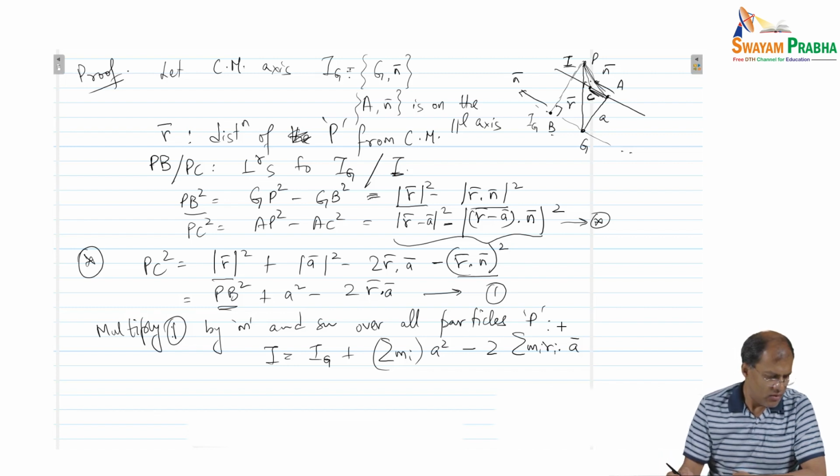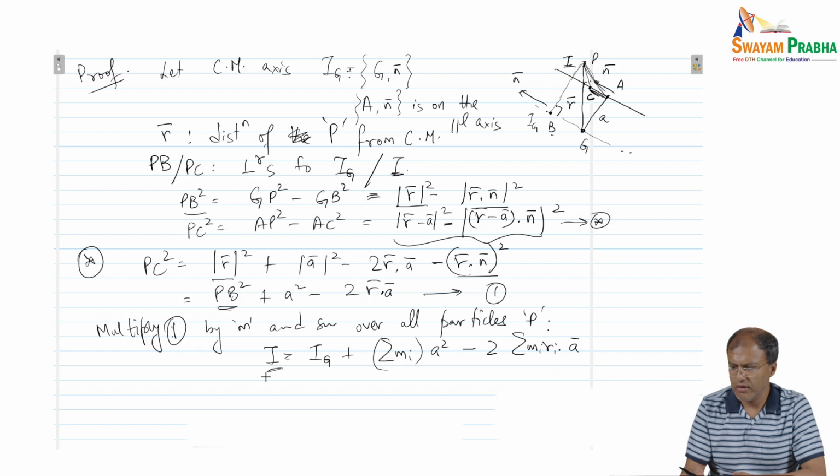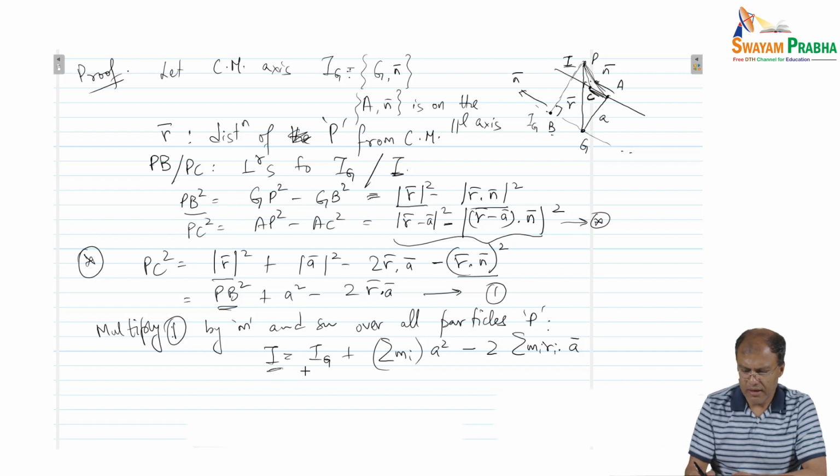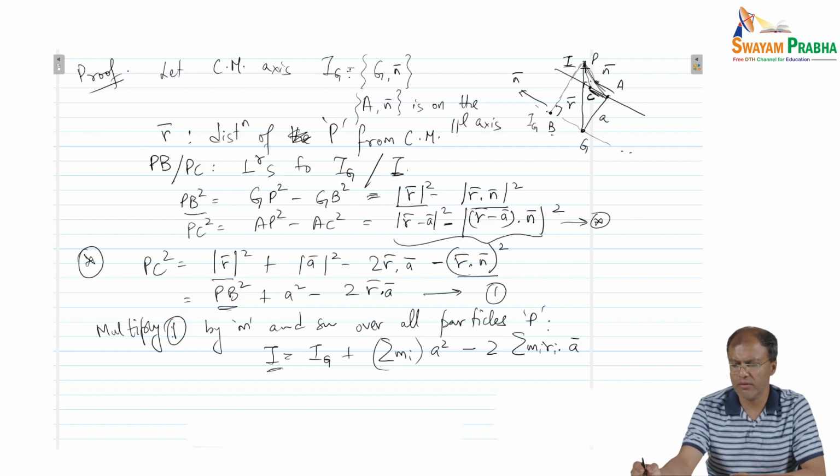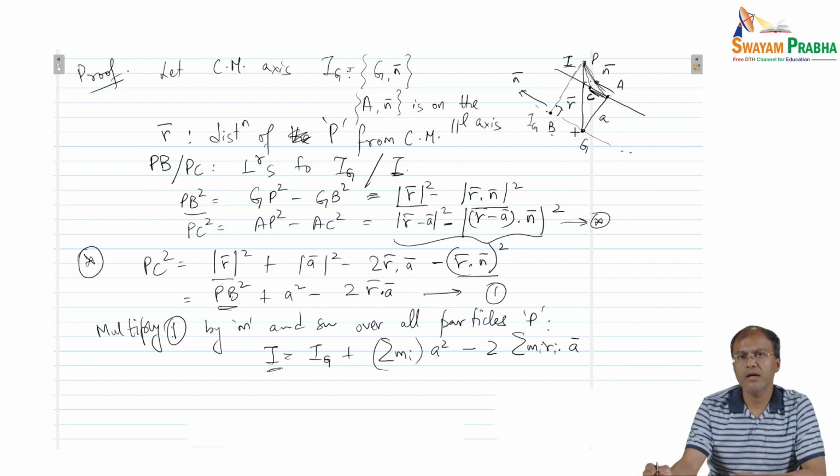Okay. So we see that PC square when multiplied by M gives the moment of inertia about the new axis. And PB square multiplied by M is Ig. So when you multiply by M, you are multiplying by the perpendicular distance square times M. So that's the moment of inertia about the center of mass axis. And then the rest of these are the new terms.